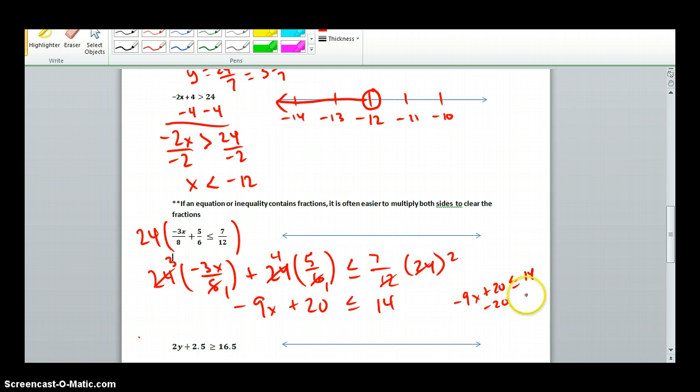Now I want to subtract 20 from both sides, and I get negative 6 on one side. I have negative 9x on the other, and my sign is less than or equal to. But since I'm dividing by a negative, I need to flip the sign here, and I will get x. My sign is now flipped, so it's greater than or equal to, and negative 6 over negative 9 is actually going to be positive 6/9, or you could simplify it to 2/3.